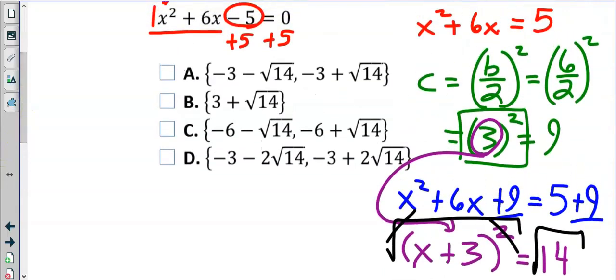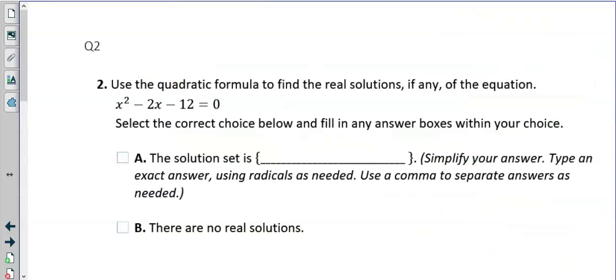So the only answer that has a negative 3 plus or minus the square root of 14 is A. And that's to complete the square. Moving on to the next one. Number 2. Use the quadratic formula to solve.